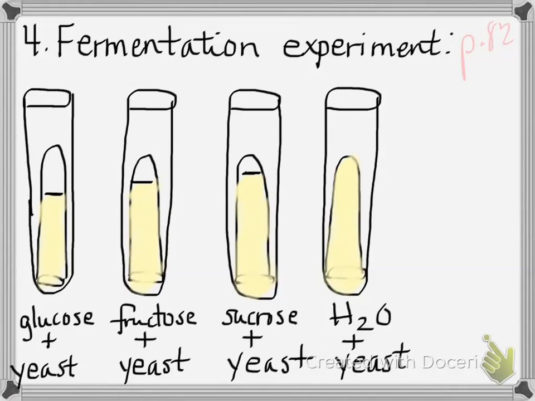Let's look at our data. Tube 1 was glucose and yeast. Tube 2 was fructose and yeast. Tube 3 was sucrose and yeast. And tube 4 was water and yeast. Now, correct me if I'm wrong. Did glucose get first place? Yes. Fructose got second place. Sucrose got third. Water came in dead last? Okay. Well, obviously, we put sugars into each of these test tubes.